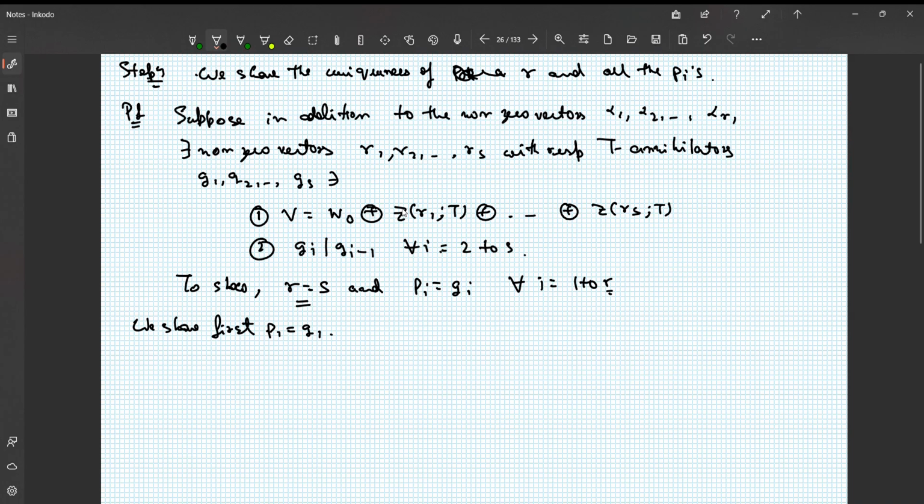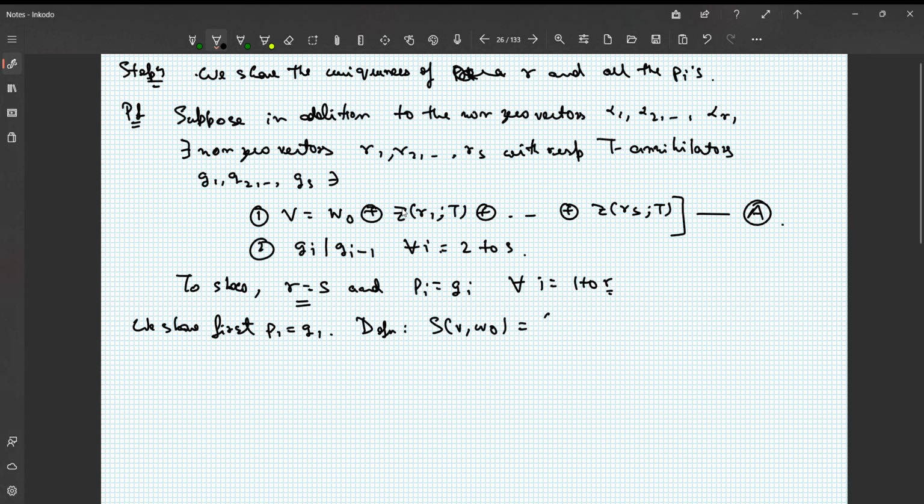We show first p1 is equal to g1. How do we do this? Now, the polynomial g1 can be determined from these statements. So suppose I name this set of statements A. So g1 can be determined from A as the T-conductor of V into W naught.